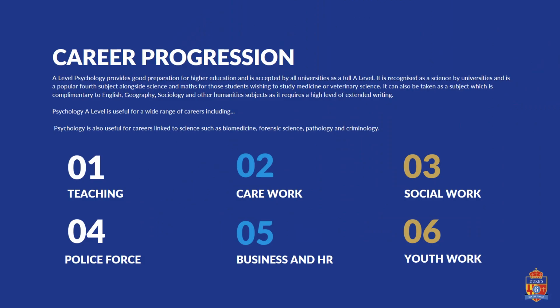So in terms of career progression, we've had lots of students who've gone on from A-level psychology at the sixth form to study a range of different things. Lots have gone on to study psychology, perhaps to study criminology. We've also had students go on to study more practical things like social work, nursing, teaching. And then we've also had students who've gone on to take up apprenticeships in a range of different areas.